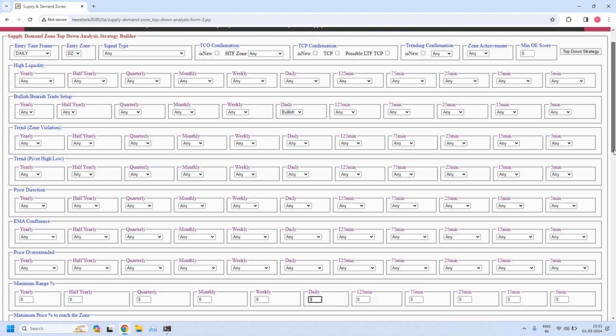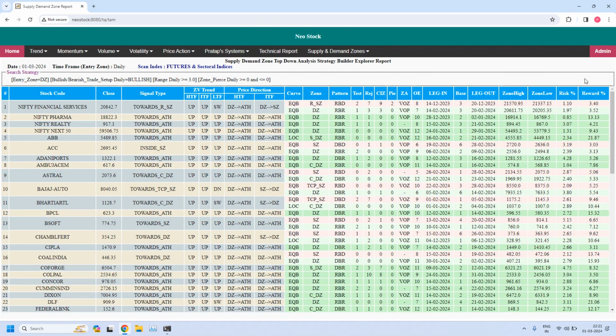But still you will get a big list. But anyway, for your reference, let me generate the list. You got a big list which are having a minimum 3% reward. See, the list is very big. I keep on scrolling this list down. If you want to refer any particular stock, just pause the video, and then you can study all the parameters for that particular stock. After that, you can proceed further.